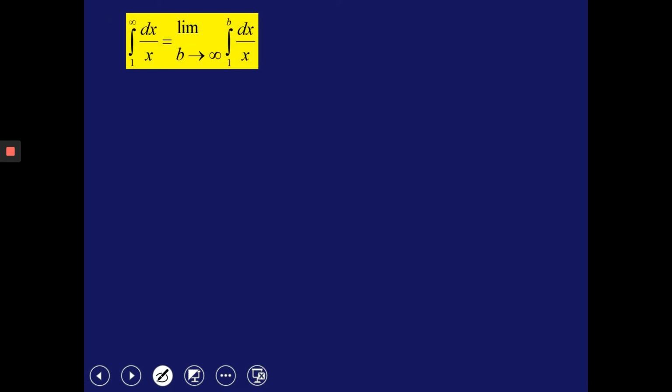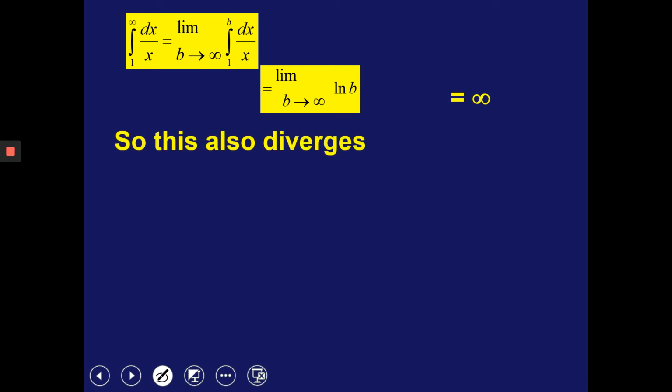So now this one, from 1 to infinity, the problem is infinity. So I'm going to take the limit from 1 to b. We can only get to infinity from one direction. I take the natural log of x from 1 to b, and I'm taking the limit as b goes to infinity. The natural log of 1 is 0. The natural log of infinity is infinity. This one also diverges.